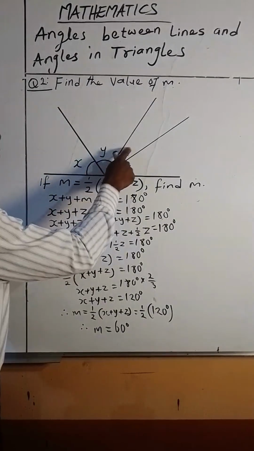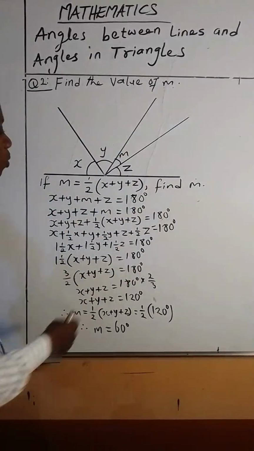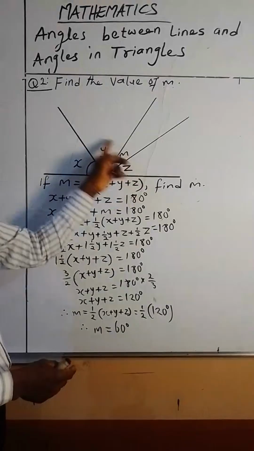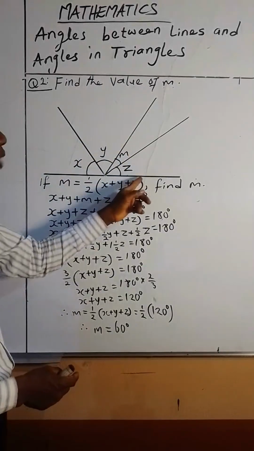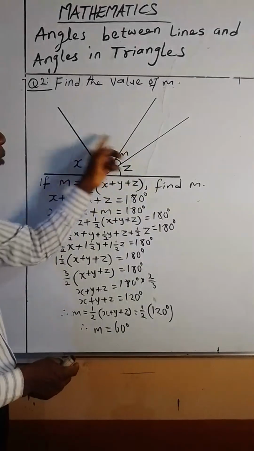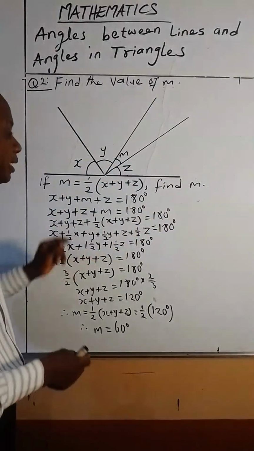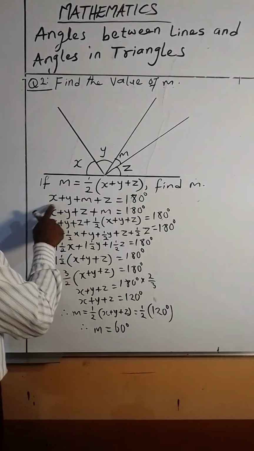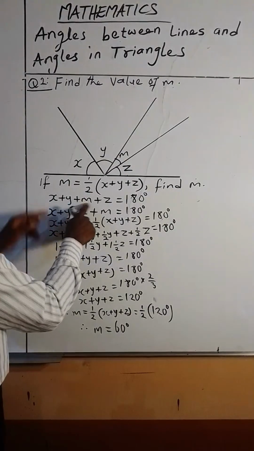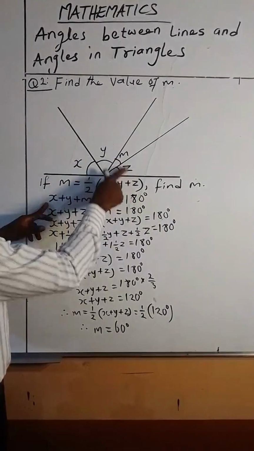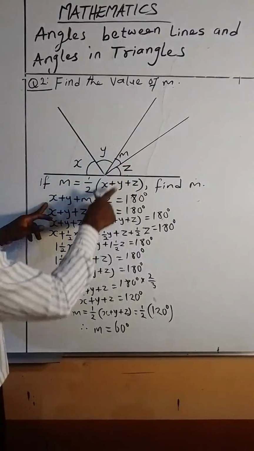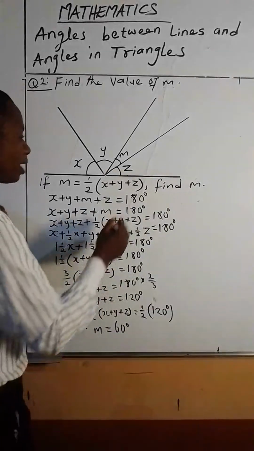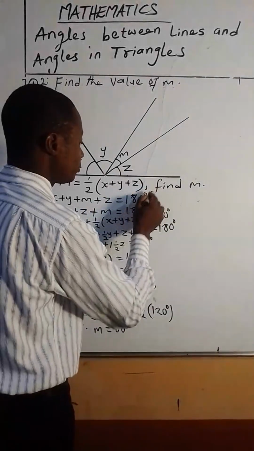y and m and z will give us 180 degrees, because it's the sum of the angles on a straight line. When angles are on a straight line, sum them up, it is going to give you 180 degrees. So it means that x plus y plus m plus z, the total of everything here put together, is equal to 180 degrees. That is the sum of angles on a straight line.